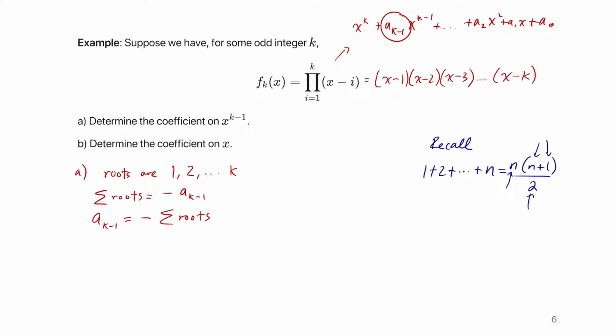And so, what's the sum of the roots in this case? So negative this sum, which is negative k times k plus 1 over 2. Okay, so this ties in many concepts from the semester, which is why I like this question so much. So I'll let you keep working on trying to find the coefficient on x. This one's significantly trickier.